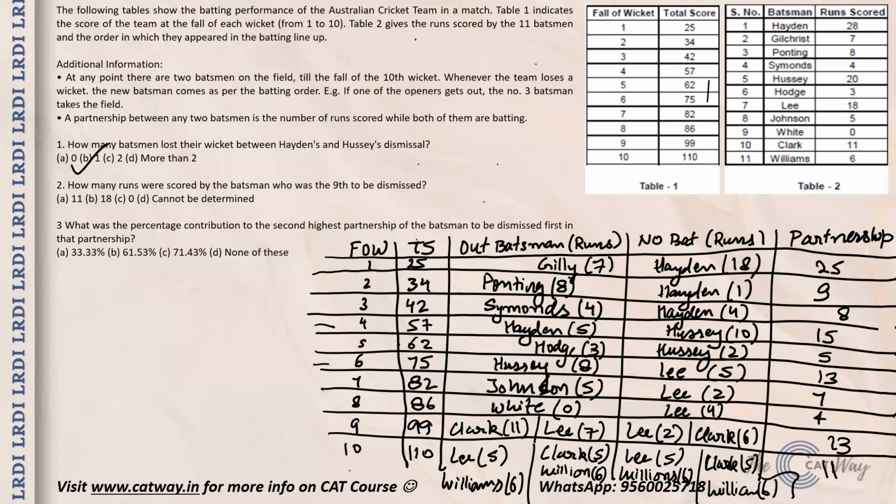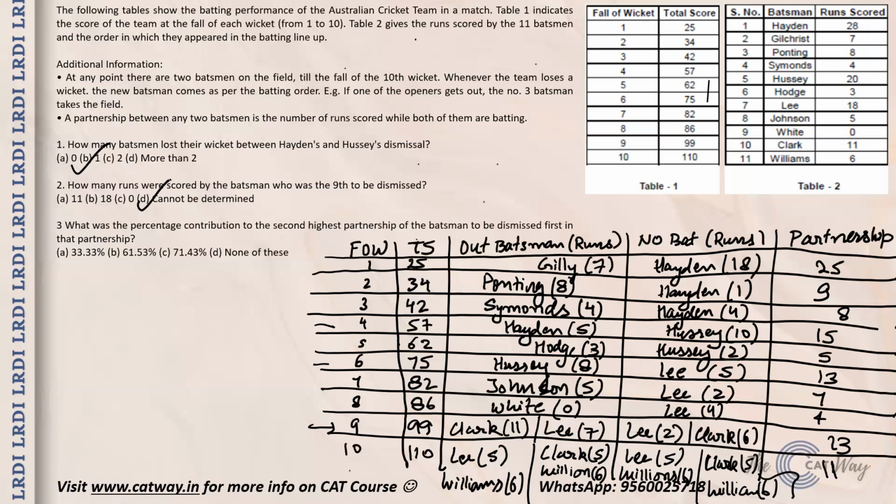How many runs were scored by the batsman who was the 9th to be dismissed? It cannot be determined because if you see, the two possibilities are there. It could be Clark who got out, or it could be Lee who got out. So the correct answer cannot be determined. So the correct answer is option number D.